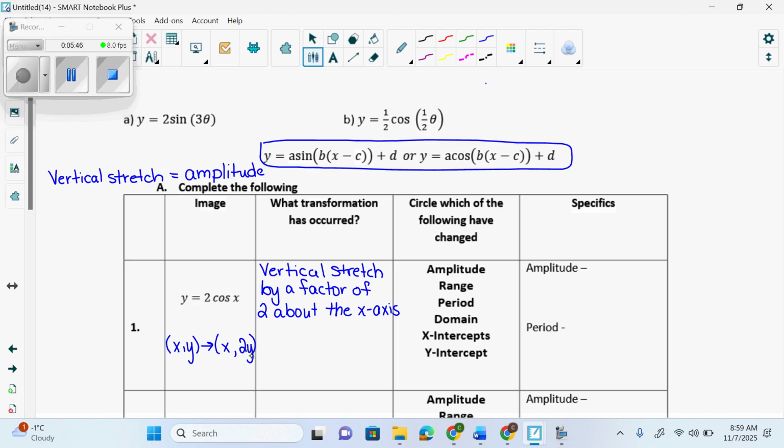Okay, what is my amplitude? 2. What if my A value was negative? What would my vertical stretch be? The same value would be a 2. What does the negative do? Reflection in the x-axis, right? It doesn't stretch it anymore, and your amplitude is always positive, right?